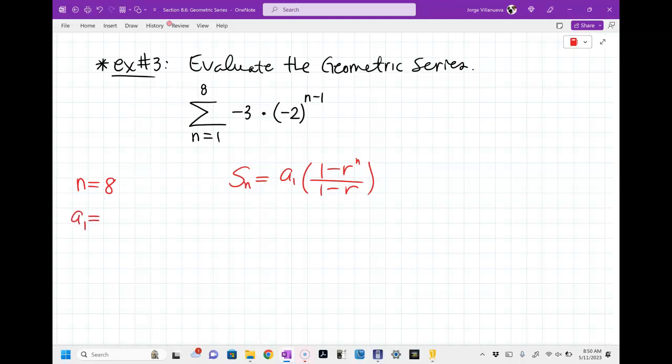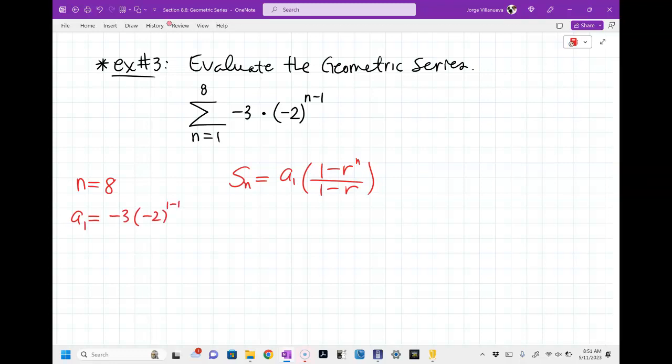Now, what is my first term? How did you guys do this yesterday? How do we figure out our first term? It has to do with either the top or the bottom number. Yeah, you plug in the bottom number, that gives you your first term. If you plug in the top one, that gives you your last term. So if I want to figure out my first term, I have to plug in the bottom number into this equation. Okay? So let's do that. Negative 3 times negative 2 to the 1 minus 1.